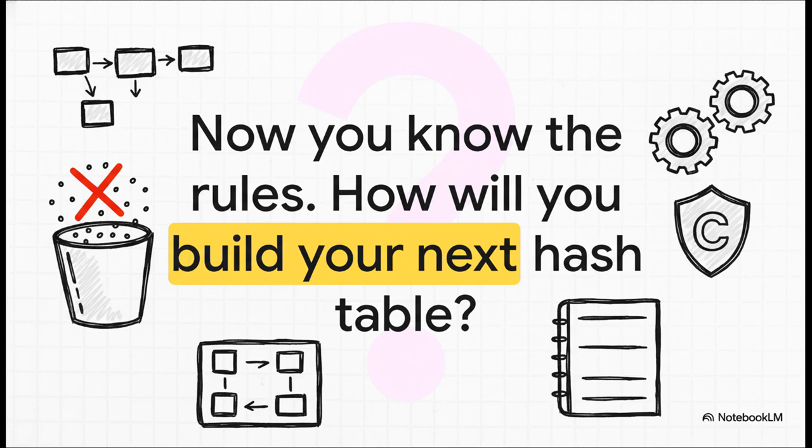So when you peel it all back, the magic of O(1) isn't really magic at all, is it? It's just a promise that you keep through smart, careful engineering, by handling collisions, by controlling that load factor, and by never, ever breaking that fundamental contract. You're the one who makes sure your data structures stay blazing fast. So the only question left is, now that you know the rules of the game, how are you going to build your next hash table?